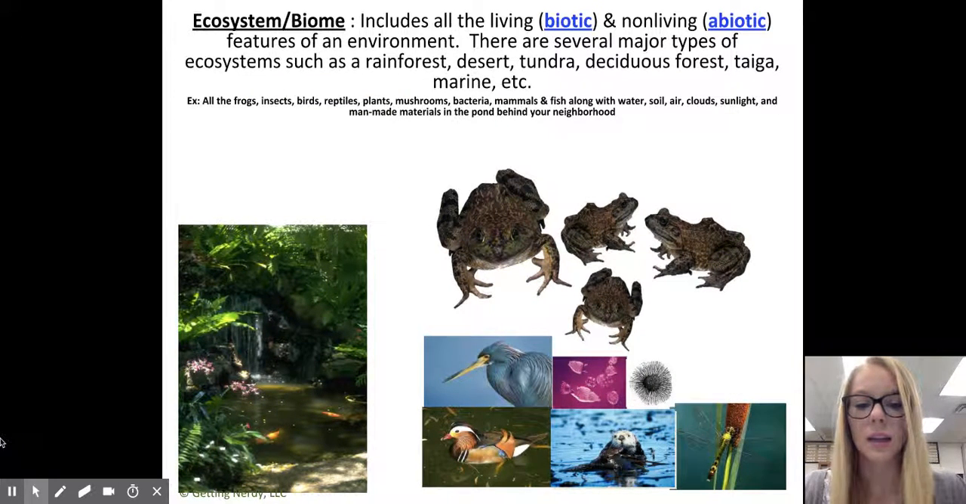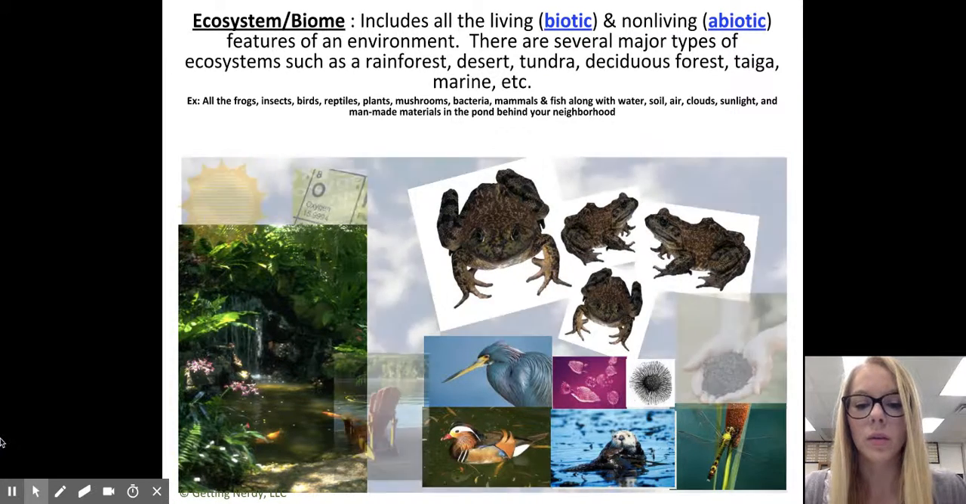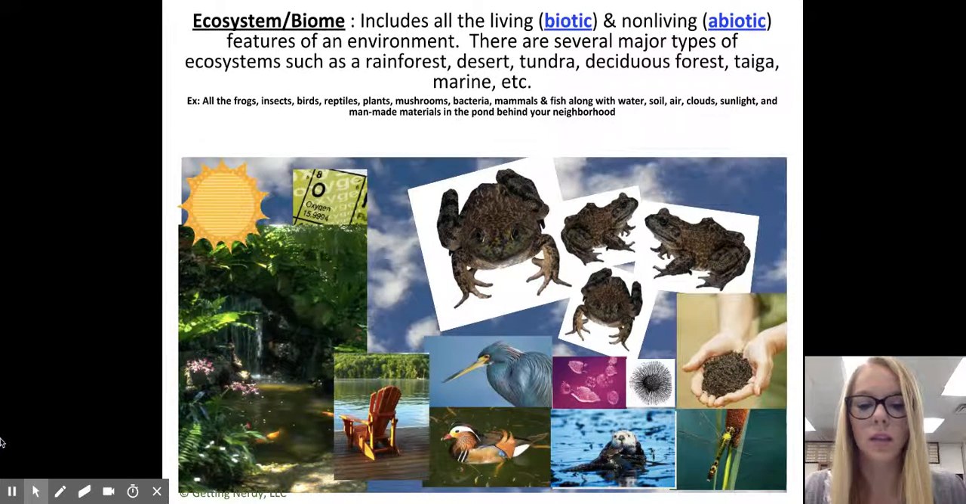The next level is the ecosystem, which includes not only the living or biotic factors, but also the non-living or abiotic factors. We will discuss the major types of ecosystems like rainforests, the desert, tundra, and several others. The ecosystem in the pond behind your backyard not only includes the living plants and animals, but it also includes the non-living sun, dirt, water, air, and rocks.